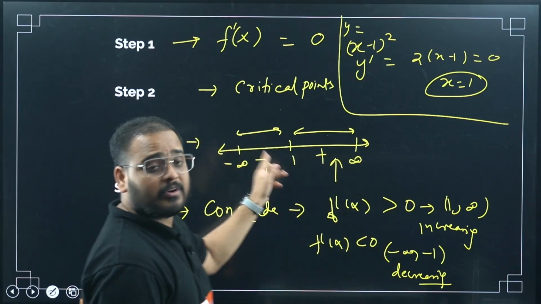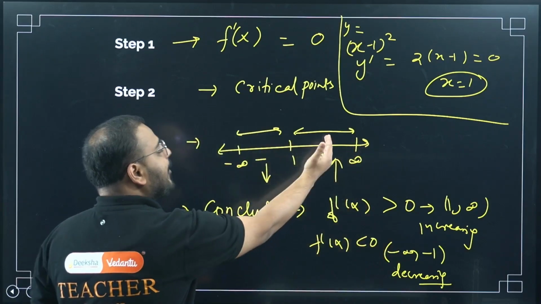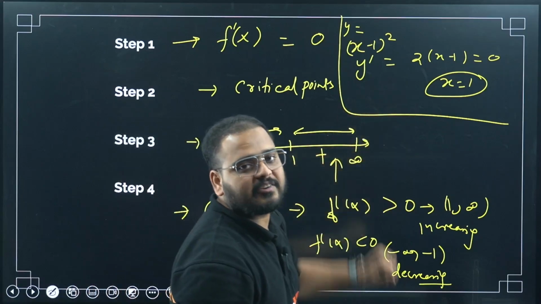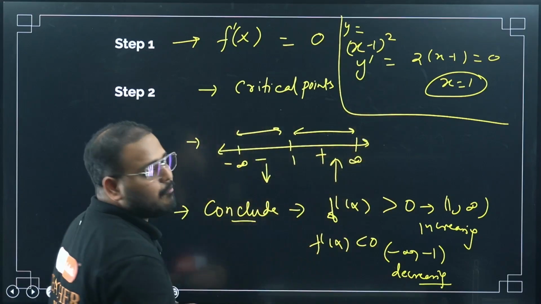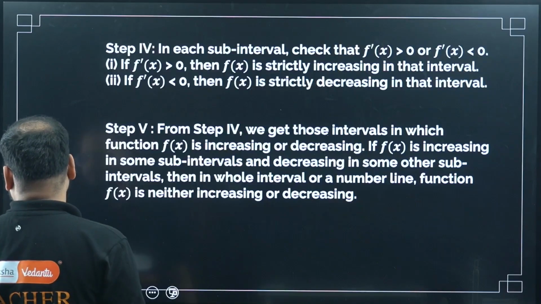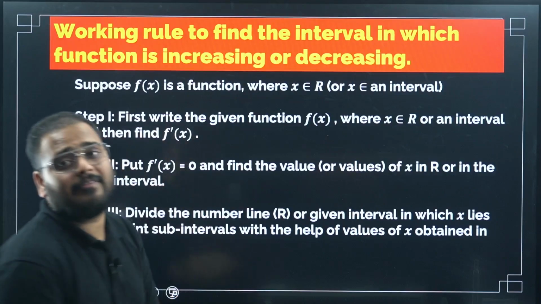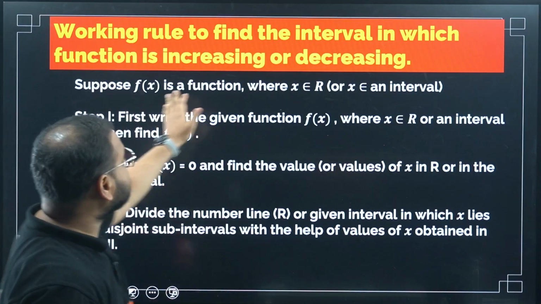If I get more than one critical point, I'll do the same for all the values. After that critical point, I'll put a value in the function and check the trend. Before the critical point, I'll put a value in the interval and check the trend. This is how we do it. Now let's check the steps involved. Working rule to find the interval in which the function is increasing or decreasing.